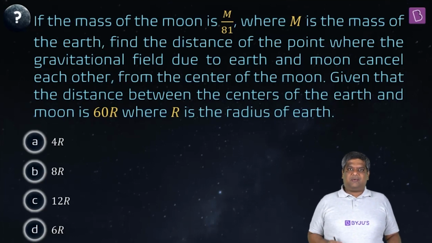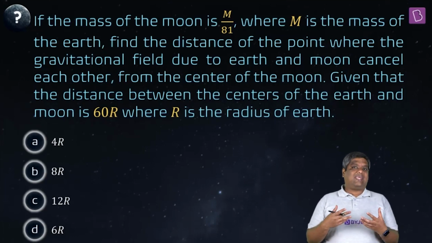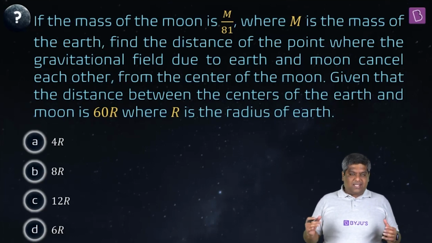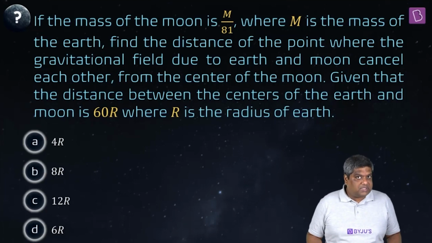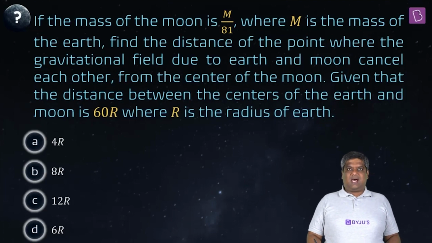So basically we have to find the position of the null point. Null point is wherein the gravitational fields of two objects cancel out along the line joining them. So that null point is to be found out. The distance of that null point is to be found out from the center of the moon, and the options are 4R, 8R, 12R and 6R.